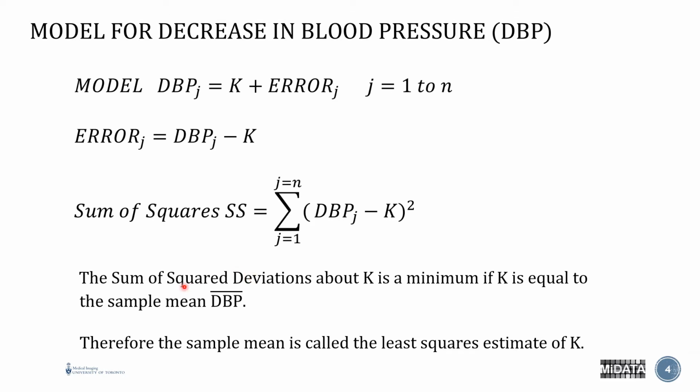Now, interestingly, the sum of squared deviations about k is at a minimum if k is equal to the sample mean, in this case, of the decrease in blood pressure. And it's for this reason that the sample mean is called the least squares estimate of k. So when you predict an outcome using the sample mean, that's probably the most basic model you can put together.